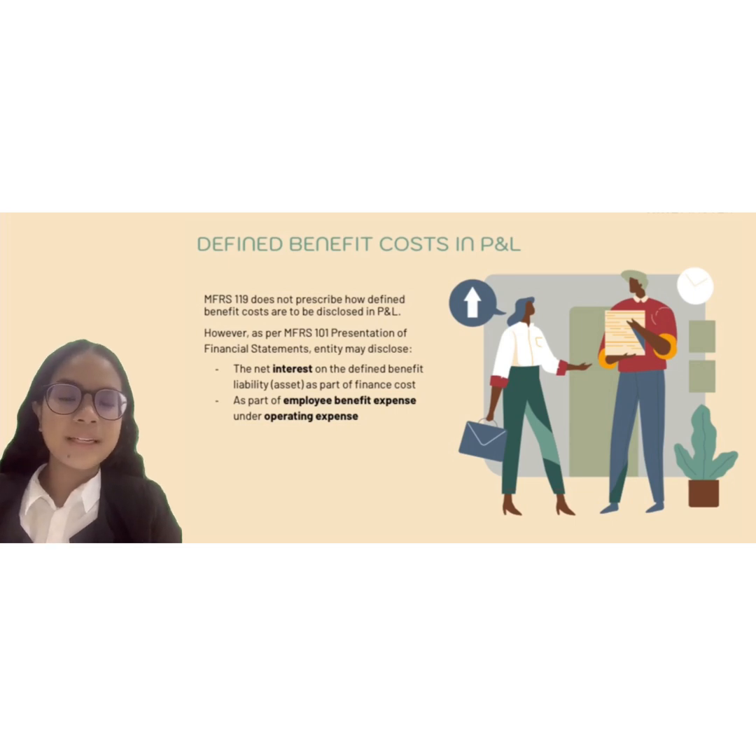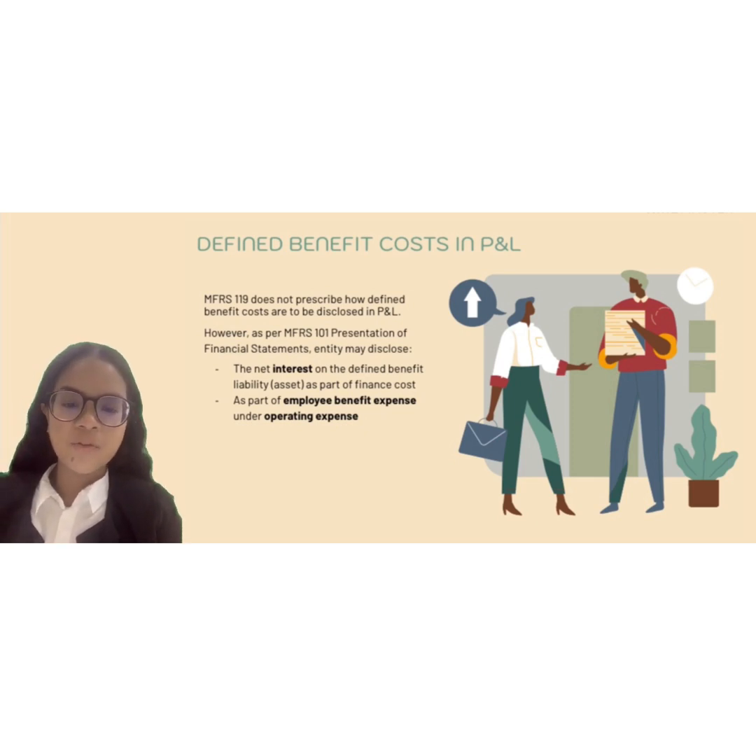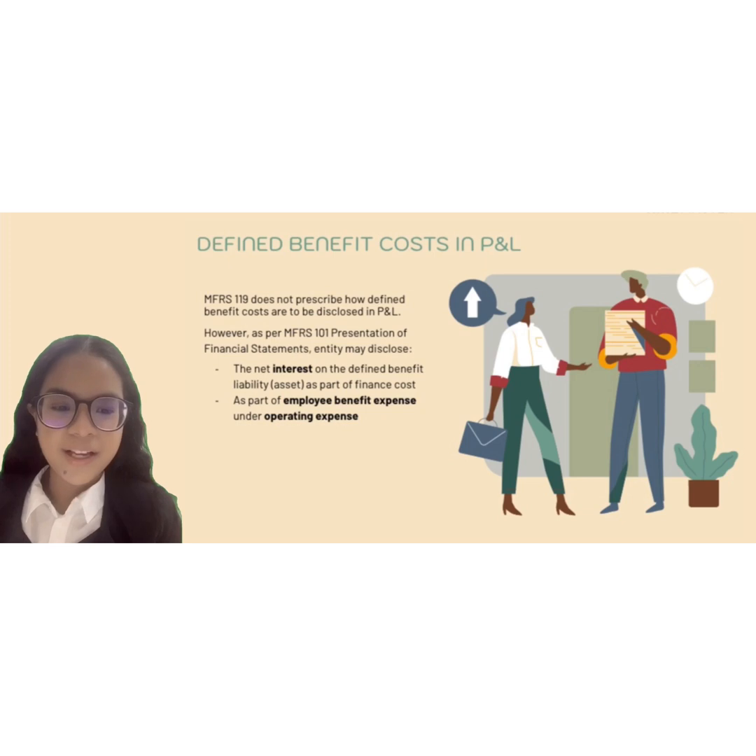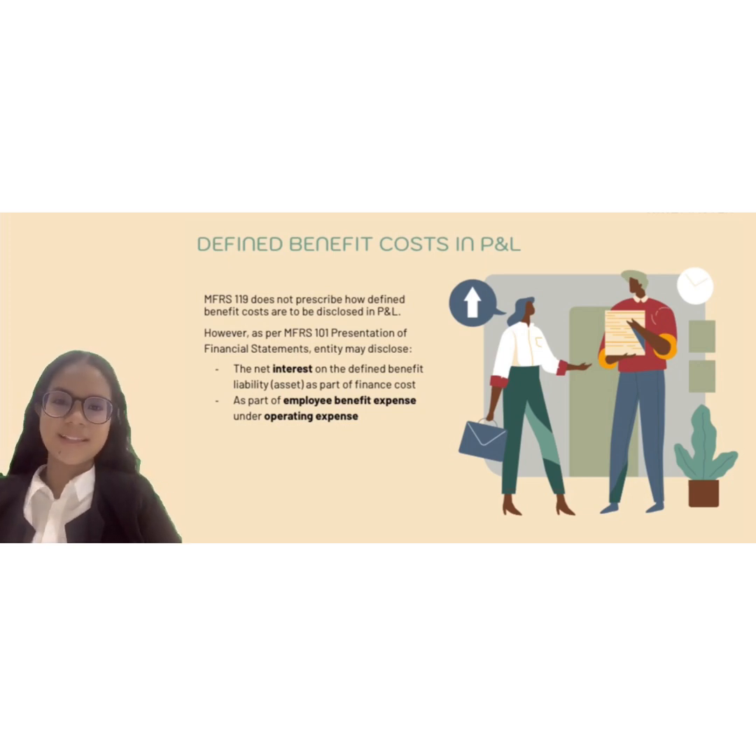MFRS 119 does not prescribe how defined benefit costs are to be disclosed in profit or loss. However, as per MFRS 101, Presentation of Financial Statements, an entity may disclose the net interest on the defined benefit liability or asset as part of finance costs, or the whole expense as part of employment benefit expense under operating expense.